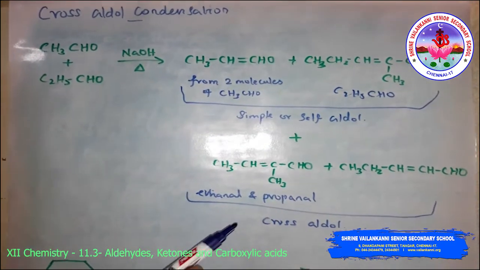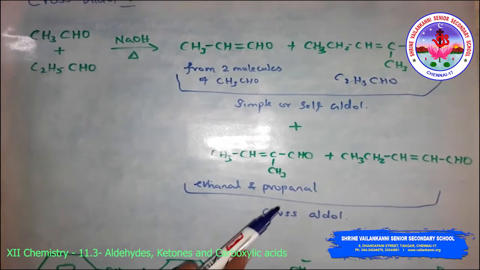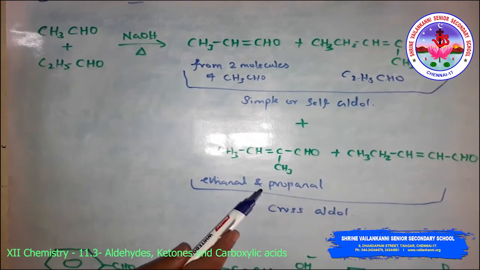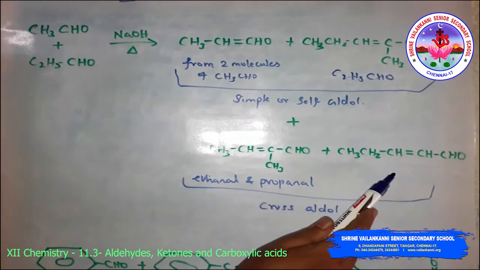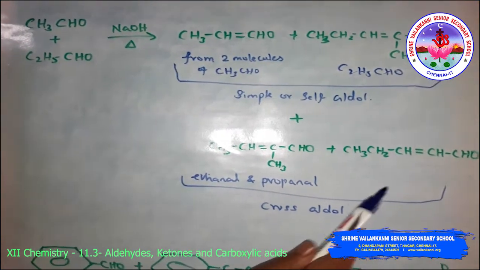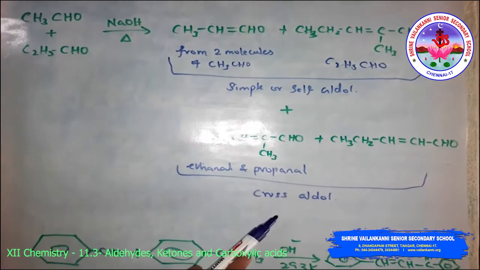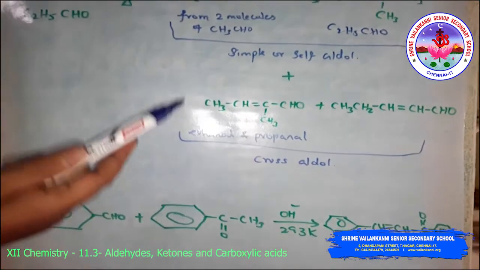Suppose different, that is ethanal and propanal, from one molecule of ethanal and one molecule of propanal, you will get 2-methylbut-2-enal and pent-2-enal. So this is called cross aldol. This is simple or self aldol, and this is a cross aldol. It gives a mixture of four products.